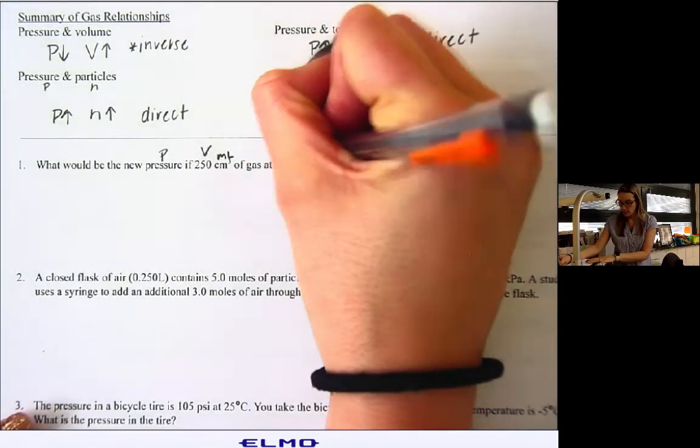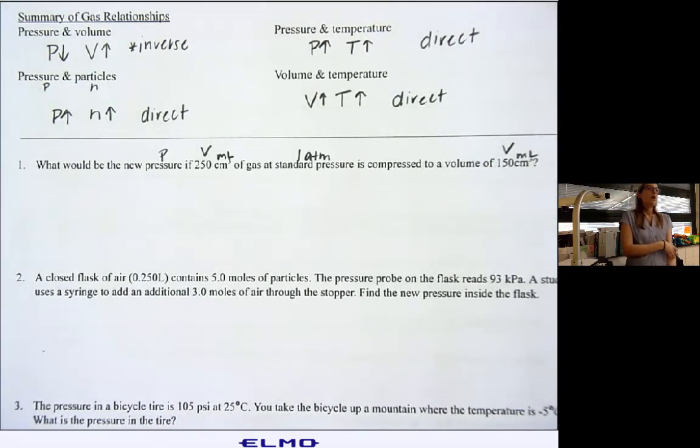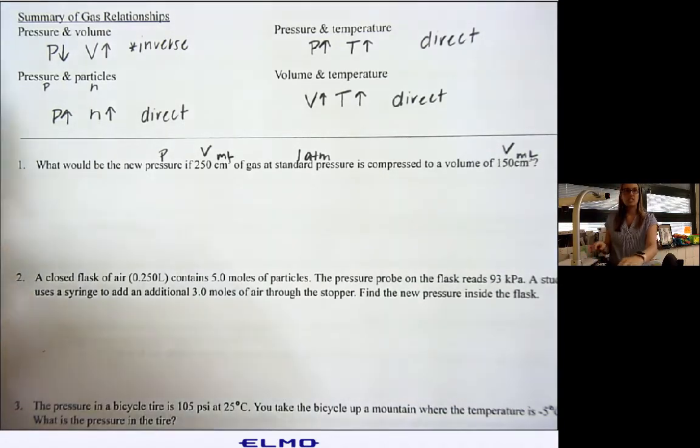That means that 1 atm is standard pressure. So I'm just going to label it 1 atm. So in all of these problems, what they do is they give us 2 sets of conditions and we have to find an unknown variable. So when we do this, I'm going to set up a PVnT table.